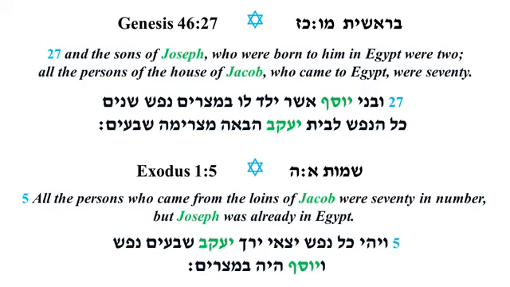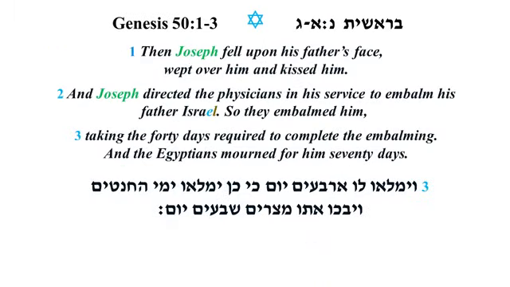When Jacob died, Genesis 50, verses 1, 2, and 3, then Joseph fell upon his father's face, wept over him, and kissed him. And Joseph directed the physicians in his service to embalm his father Israel. So they embalmed him, taking the 40 days required to complete the embalming. And the Egyptians mourned for him 70 days. So you see 70 is going to be all through this Bible.